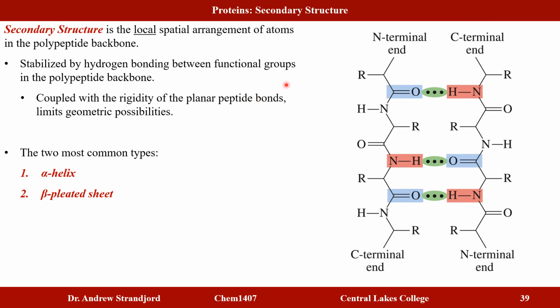If I combine this sort of hydrogen bonding with the rigidity of that 6-atom planar structure of the molecule, I can actually form a 3-dimensional structure of proteins, either in an alpha helix or in what is called a beta pleated sheet. Let's look at that 3-dimensional structure now.